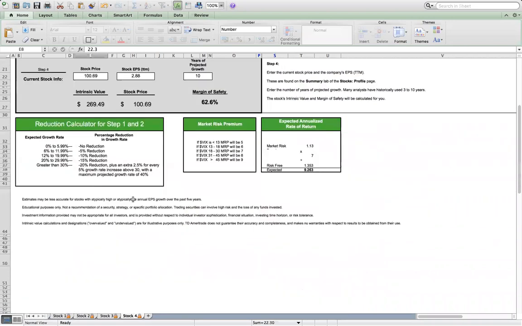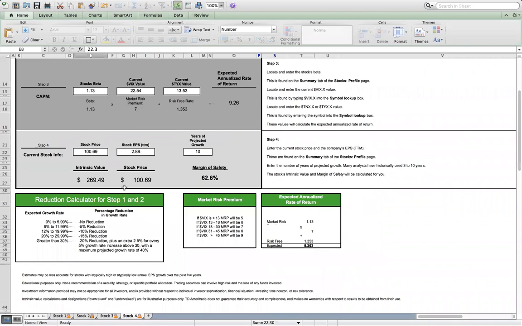Yeah, now see right here, you look at Copart. The intrinsic value they came up with after plugging in a lot of information was $269.49. Current stock price is $169. This gives you the projected growth rate over the next 10 years, assuming everything stays on pace. Margin of safety 62.6%.